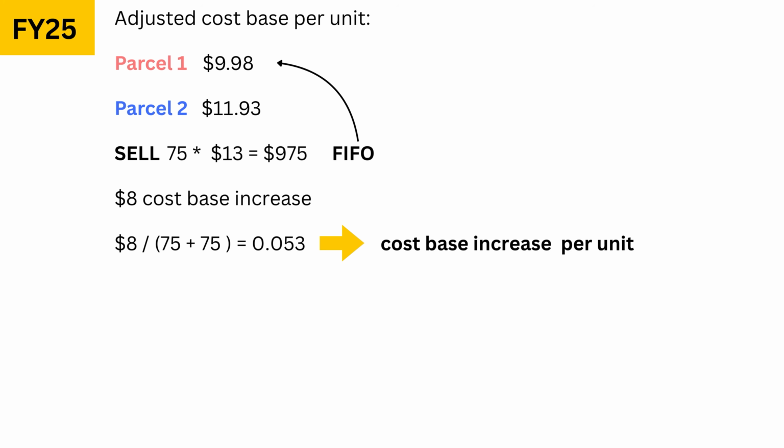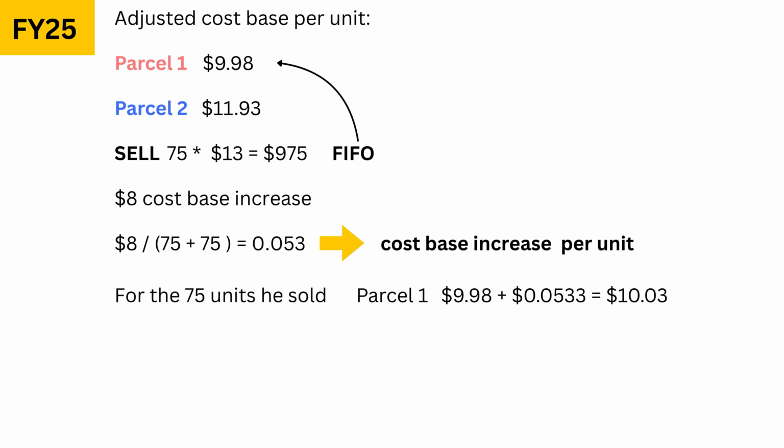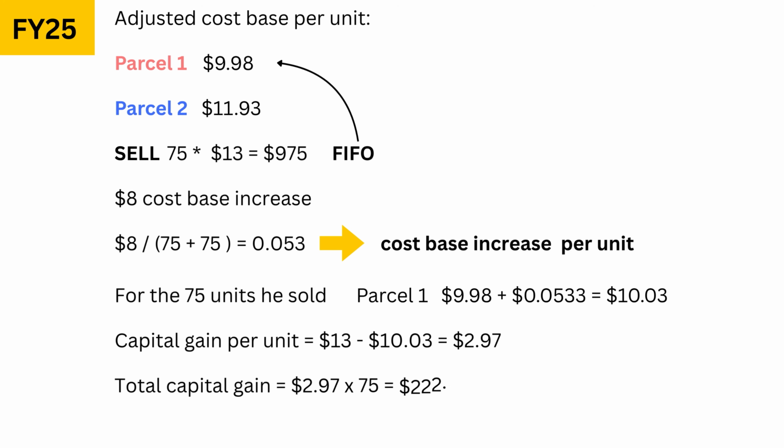He now applies that increase to both the units he sold and the units he still holds. For the 75 units he sold, his cost base goes from $9.98 to about $10.03. That means his capital gain per unit is $13 minus $10.03, which equals $2.97. Multiply that by 75 units, and John's total capital gain is $222.75.